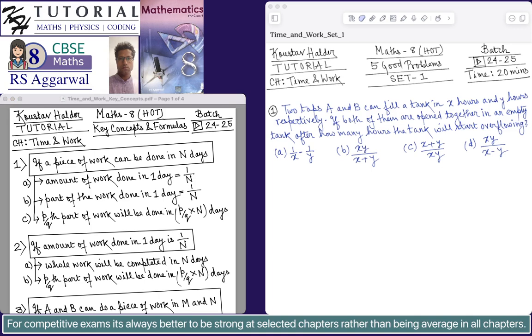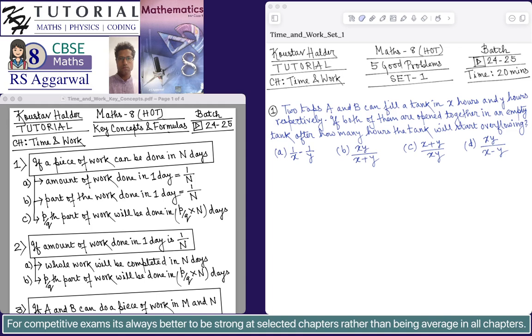Okay, so let's start solving the problems. Problem number 1 says, two taps A and B can fill a tank in X hours and Y hours respectively. So the taps A and B are both inlets. If both of them are opened together in an empty tank, after how many hours will the tank start overflowing? Now overflowing means that the tank will be full.